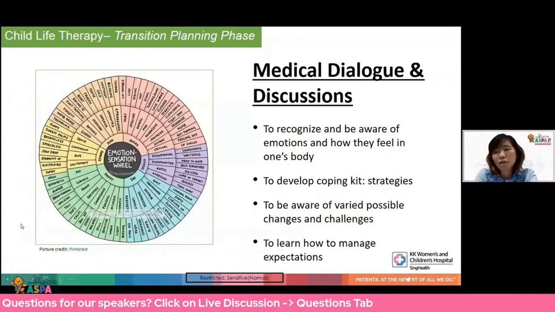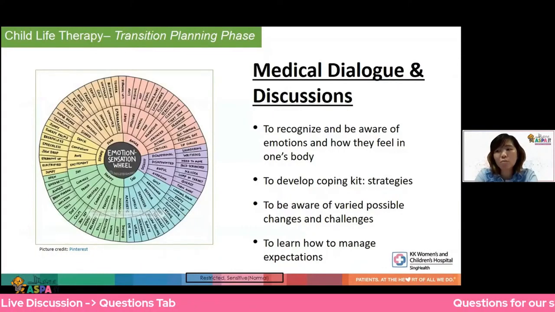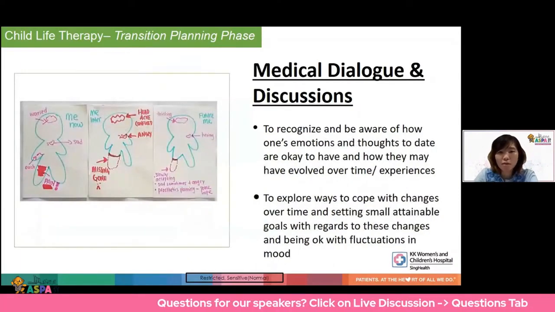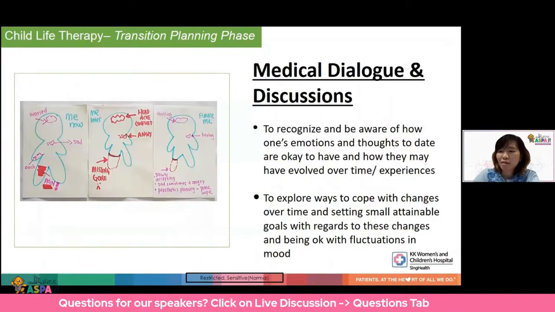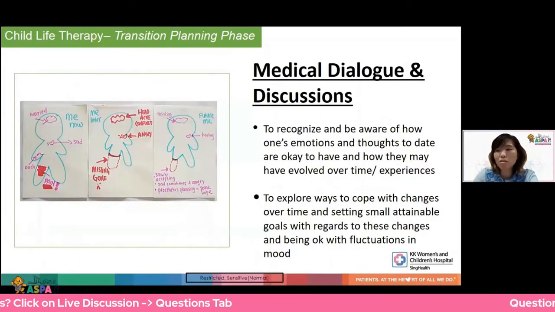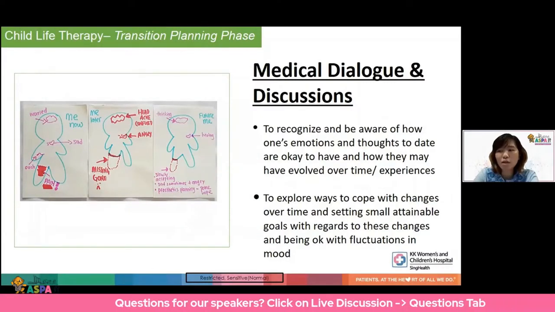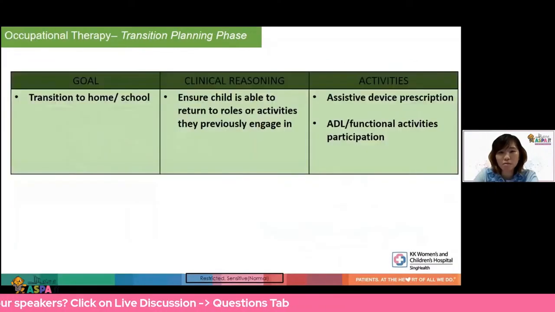Another tool that the child life therapist uses is the emotion sensation wheel to help the child identify what constitutes a feeling and how his body might react to the same emotions. The next one, also part of the therapeutic journey, is to use past conversations that will be revisited based on the child's readiness. Feelings and thoughts once expressed will be explored with an emphasis on how they were okay to have and appropriate to experience.